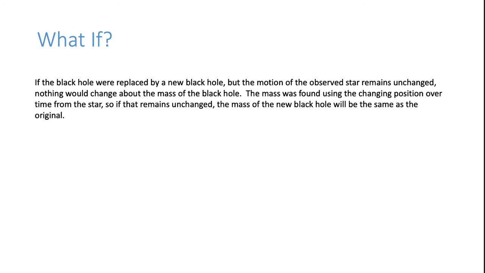So what if the black hole were replaced by a new black hole, but the motion of the observed star remained unchanged? Well, nothing would really change about the mass of the black hole. The mass was found using the changing position over time from the star, so if that were to remain unchanged, then the mass of the new black hole will remain the same as the original one that I've calculated in this lab.